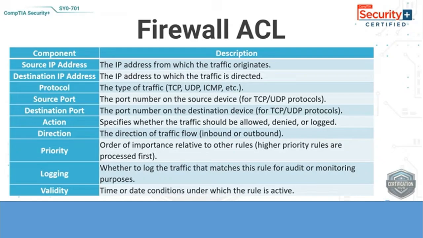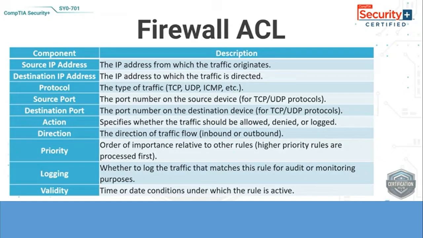Firewall ACL is the access control, or the content of the firewall. In the ACL you need to have the source IP address, the destination IP address, protocol, source port, destination port, action, direction, priority, logging, and validity. These are what come under the firewall access control list.